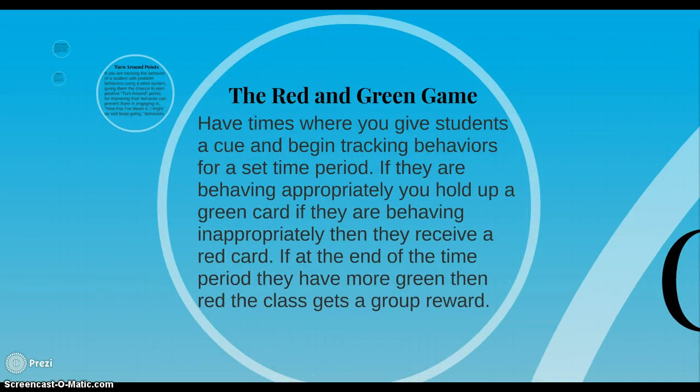Next up, we have the red and green game. Now, this is one where you have a lot of problem behaviors that are class-wide. You can set up a system where you give them a cue, and you begin tracking behaviors for a set time period. If you see them engaging in a good, appropriate behavior, you give them a green card, and you mark down that they've gotten that point.